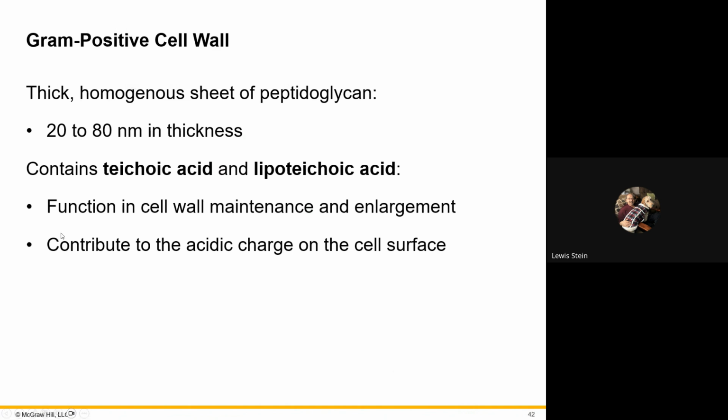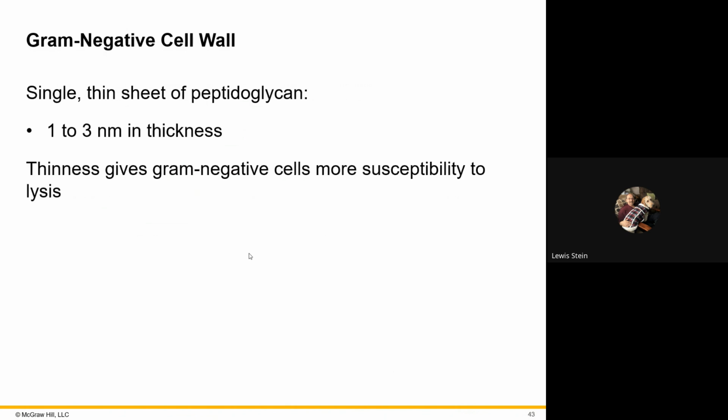It's thick in nanometer terms. Different kinds of, I just use the term teichoic acid. Maintenance and enlargements contribute to the acidic charge on the cell surface, part of what makes staining possible, and why gram-positives, you will learn in the lab, are easier to stain than gram-negatives. Gram-negatives will pick up some of the stain, but not as effectively. You have to do something different to that. I don't want to get into the science behind it. The gram-negative, relatively thin, more susceptibility to lysis. Okay.